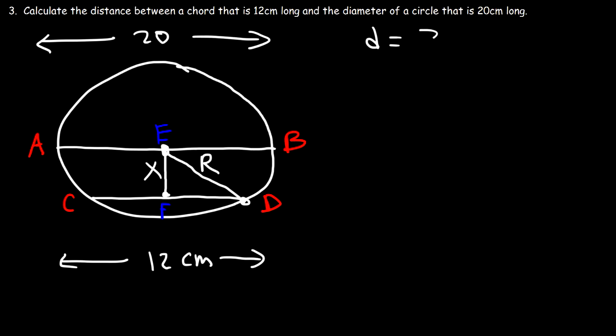Now, if the diameter is 20, we know that the radius is half of the diameter, so the radius is 10. Now, F has to be the midpoint of CD, since E is the center of the circle. So that means that these two are congruent. So CF is 6 and FD is 6. Now let's focus on this right triangle.